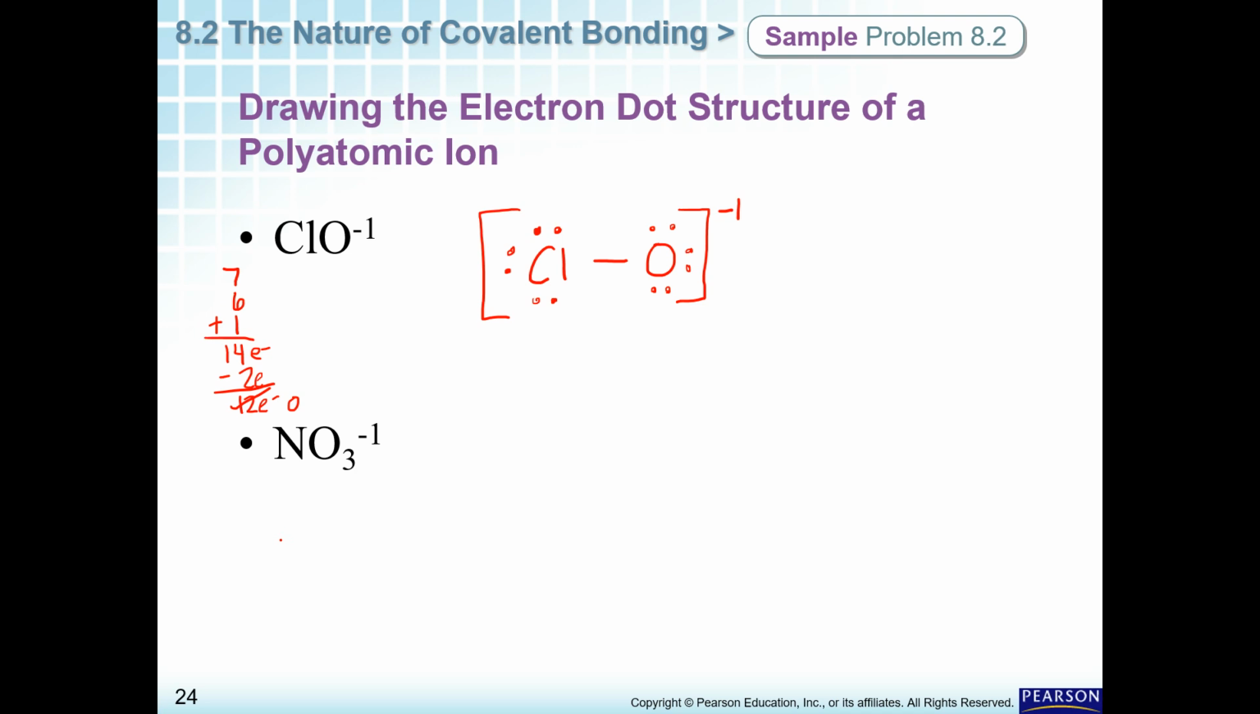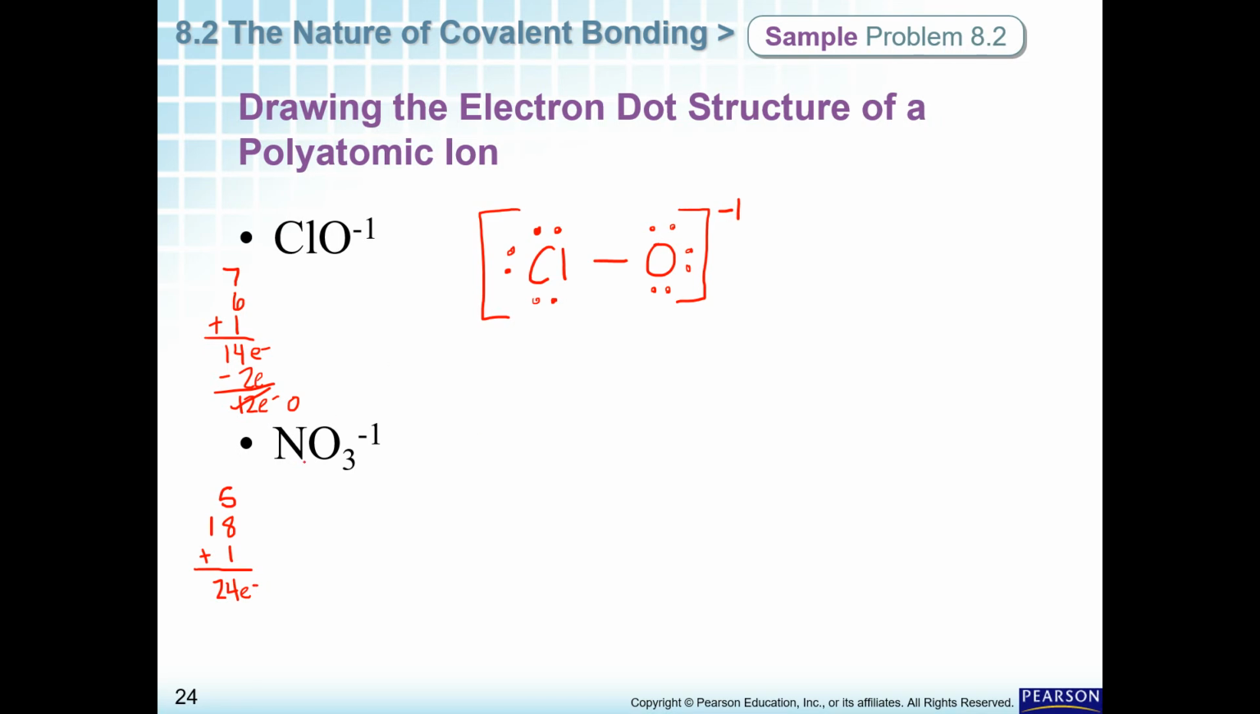If we look down here with NO3 with a -1 charge, nitrogen gives me 5 valence electrons. Oxygen gives me 6, but I have 3 of them. So 6 times 3 actually gives me 18. From there, we have a -1 charge. That means I've gained an electron. So when we add all of these up, we want to make sure that we take all of that into account. So 18 plus 5 gets me 23, and then that 1 gets me 24 electrons that I'm working with.